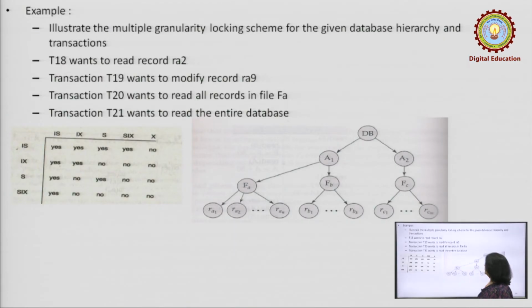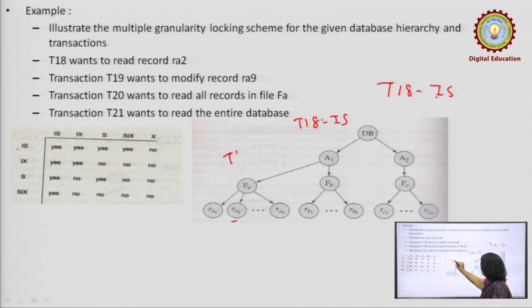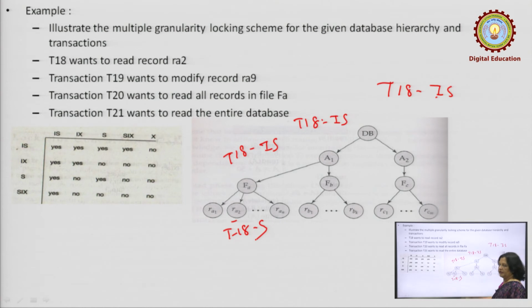Let us consider this example. For this given hierarchy, illustrate the multiple granularity locking scheme for the given database hierarchy and transactions. T18 wants to read the record RA2. So, that means what does T18 do? T18 locks this in the IS mode, locks this in the IS mode, T18 locks FA1 in the IS mode and it locks this in the shared mode.